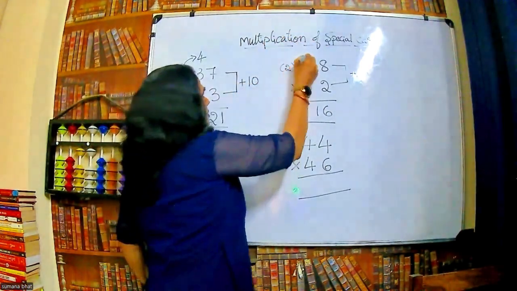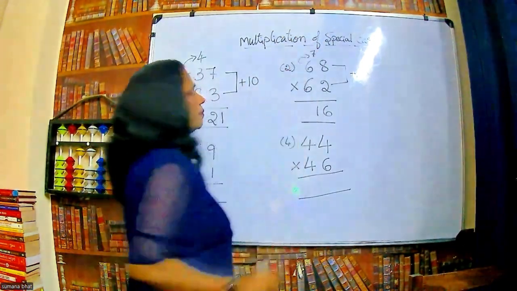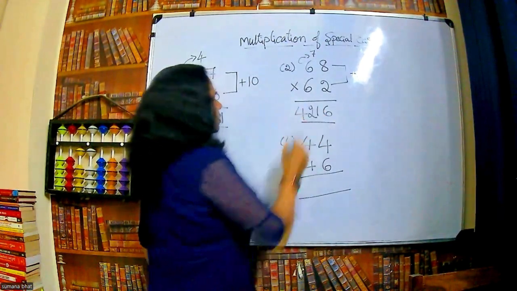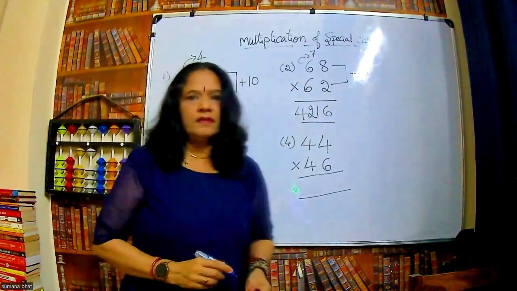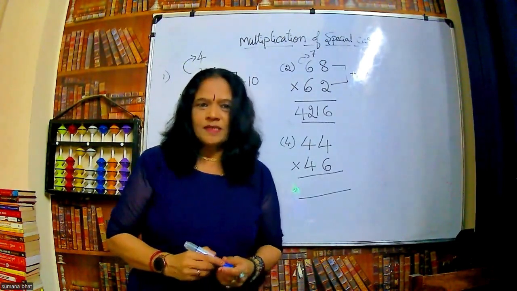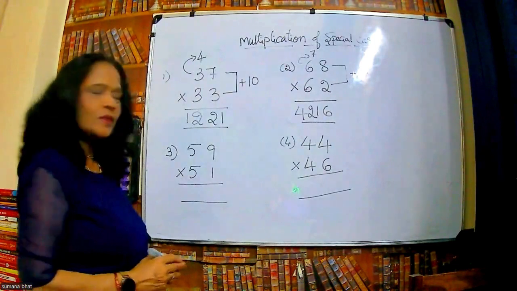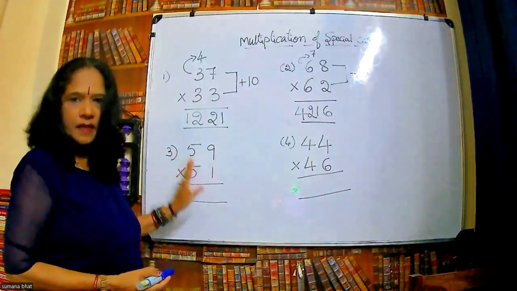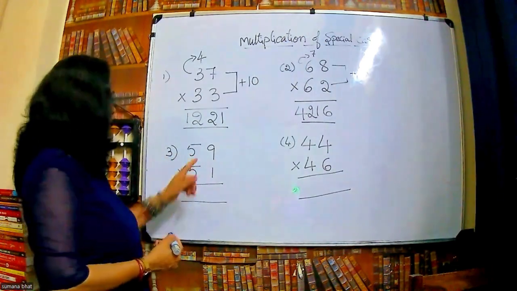6 must be multiplied by the next number, that means by 7. So, 7 6s are 42. So 4216 is the answer. It's not so very easy. See the next one. How beautiful this is, right? But here you see, same conditions apply. First we have to see that it is applicable.